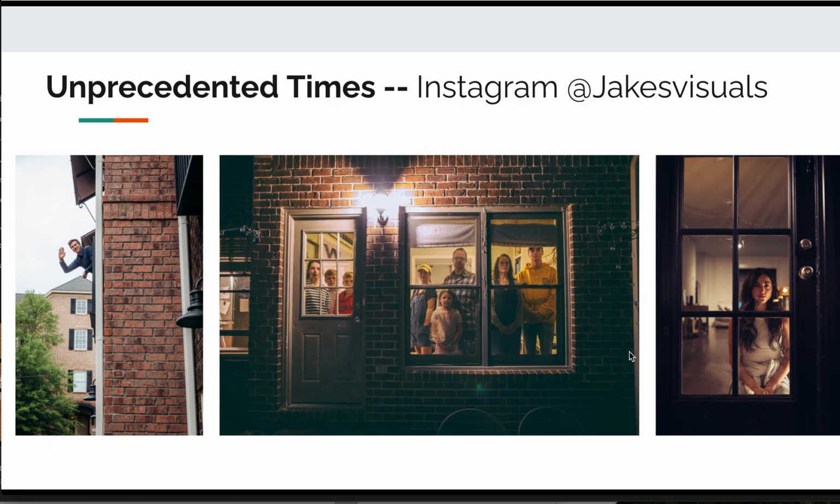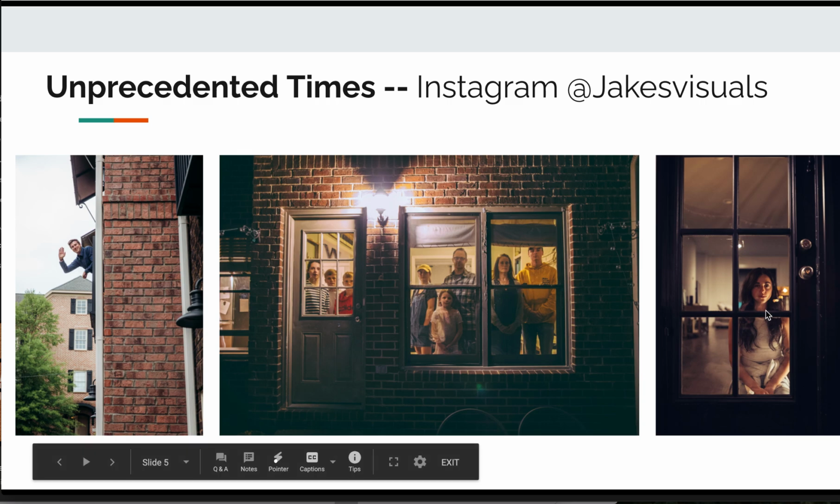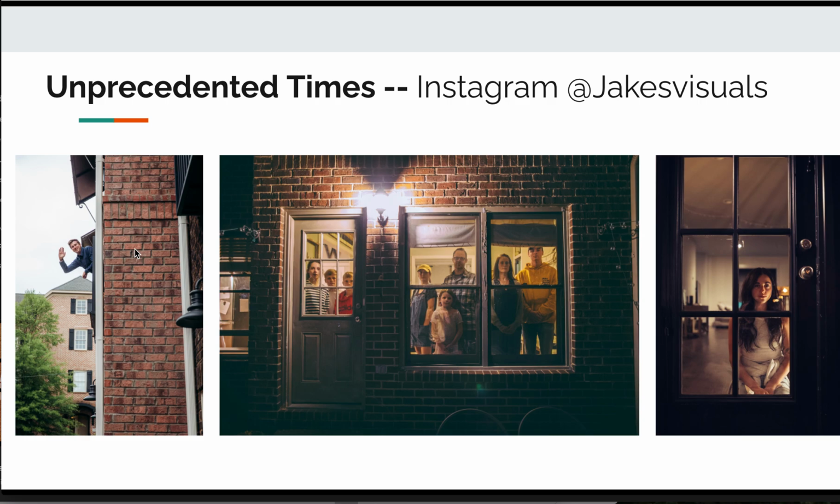This person, as you see, his Instagram is called Jake Visuals. He had a project where he took it upon himself to go to people's houses during quarantine and take pictures of their life. This was probably back in April or May. He was going to people's homes during quarantine and just taking pictures, capturing from their windows. There were a lot of great pictures, but these are just a few that I pulled.